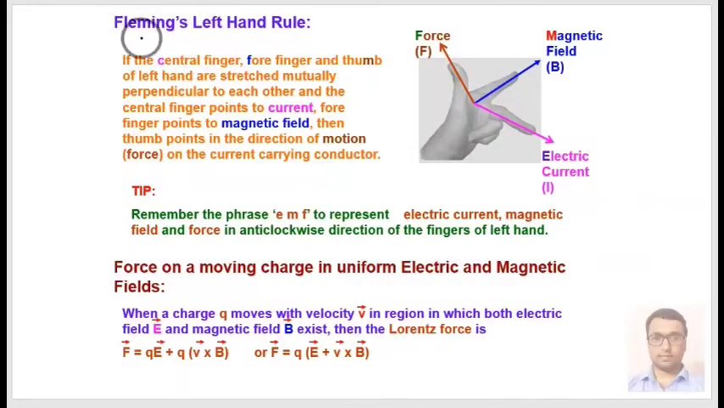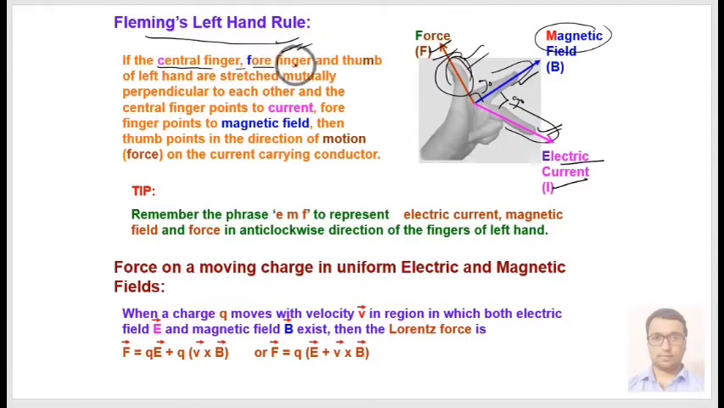Then the direction of this force can be calculated by Fleming's left hand rule. So what is it? You have to stretch your thumb, your first finger and second finger in such a way that all make a 90 degree angle with each other. If the central finger, forefinger and thumb of the left hand are stretched mutually perpendicular to each other, and the central finger points to current, the forefinger points to magnetic field, then the thumb will point towards the direction of force.